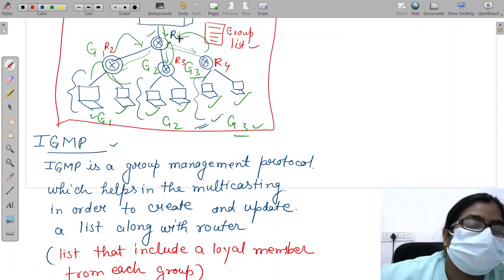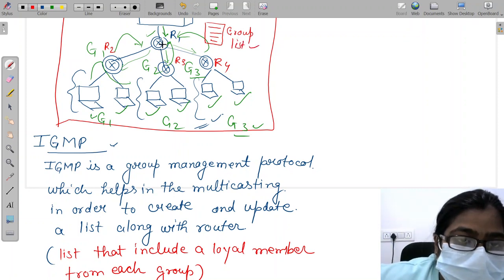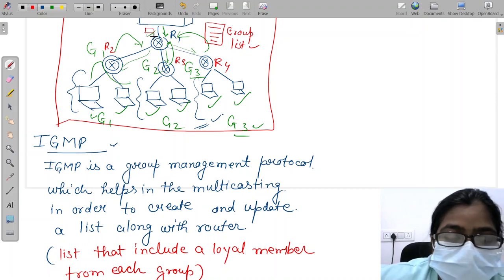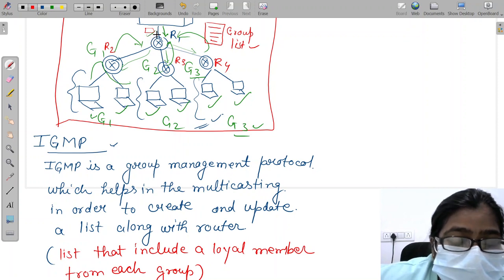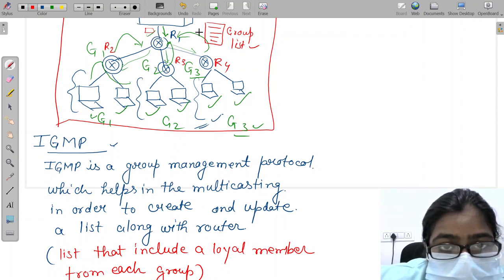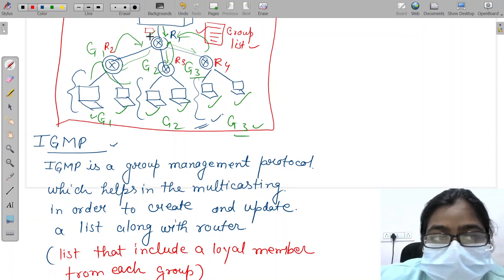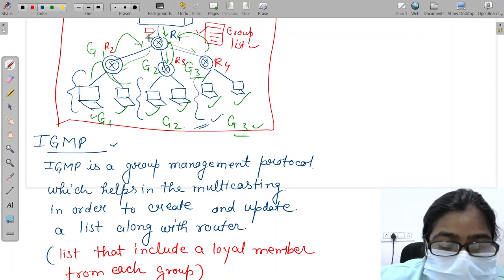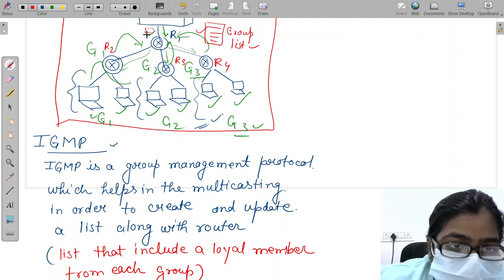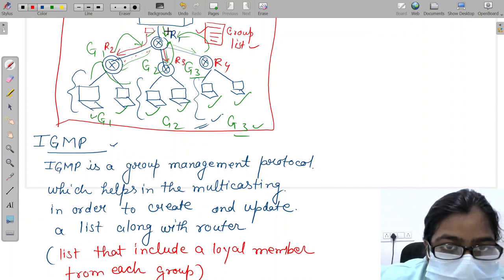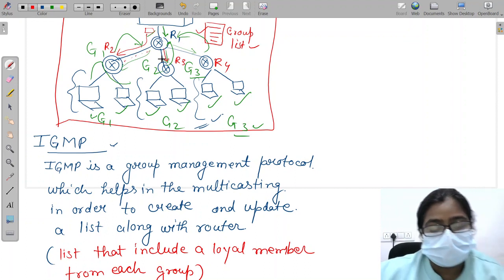So this list will help this router R1 that if a message comes and it reads the multicast address of it, it will match with this list and it will recognize that this datagram or this packet should be sent to which interface, and these ways are known as the interface. So it will be helpful in that.